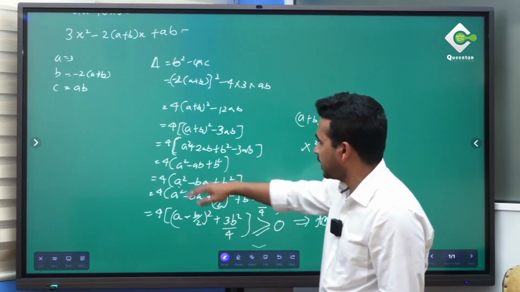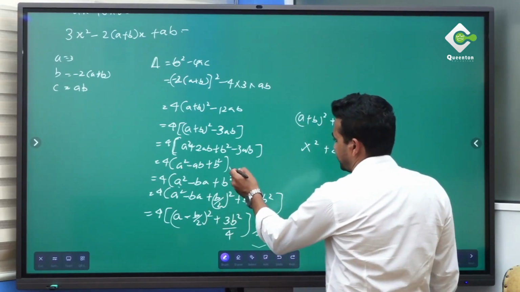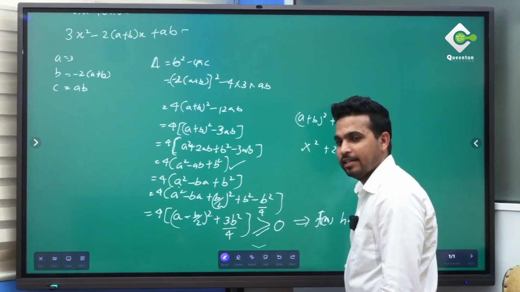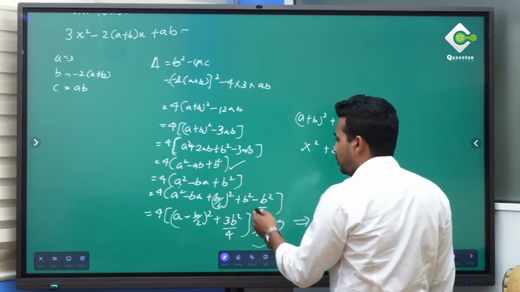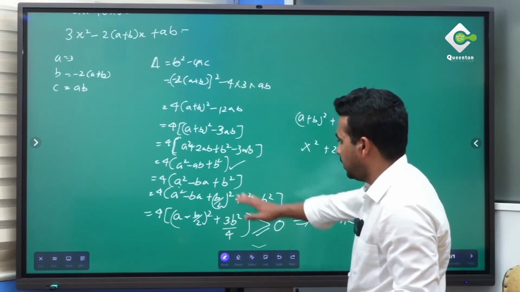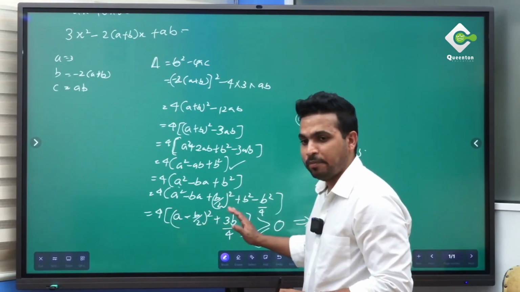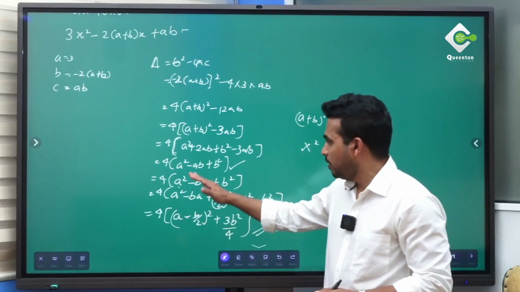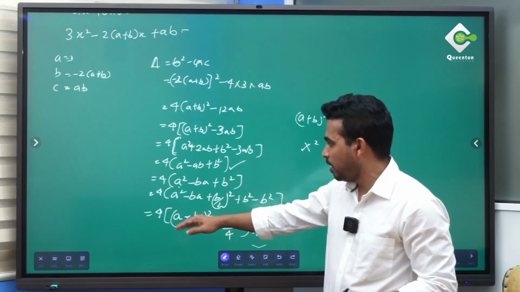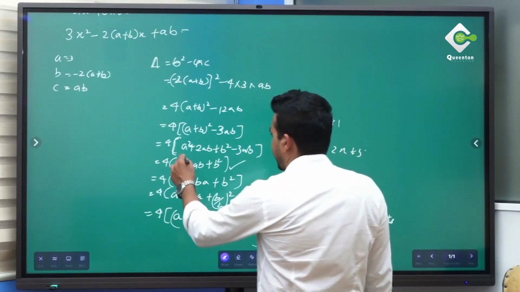The tricky part is to convert this format to this to get the answer. I think most of the students can go up to here, but we can't say exactly this is positive. Then you will lose some marks if you are unable to do this part. So what you have to do is the completed square, considering a is a variable and b is a constant.